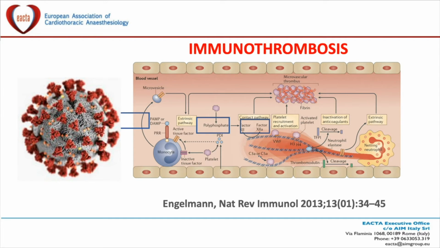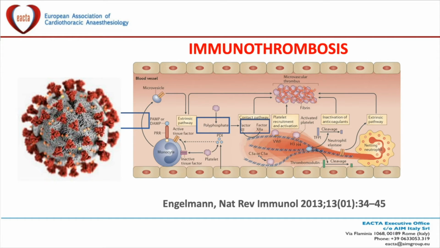In response to pathogen-associated molecular patterns, PAMPs, or damage-associated molecular patterns, DAMPs, monocytes and their microvesicles express and deliver activated intravascular tissue factor to the sites of pathogen exposure. This triggers the extrinsic pathway of coagulation. Neutrophil extracellular traps, which are called NETs, are lattices consisting of DNA and histones, and they support immunothrombosis through several pathways. Four mechanisms are mainly involved.